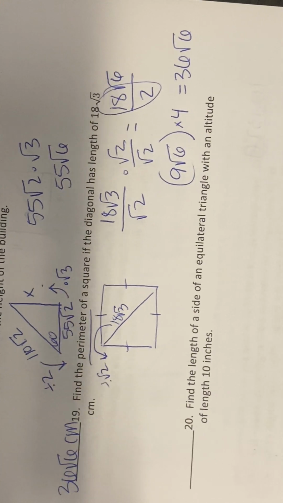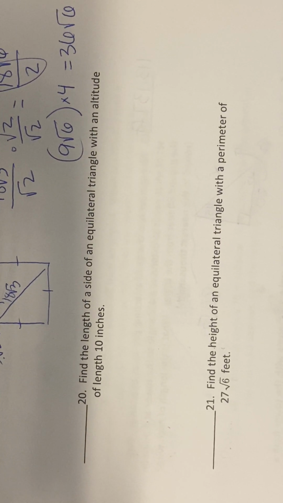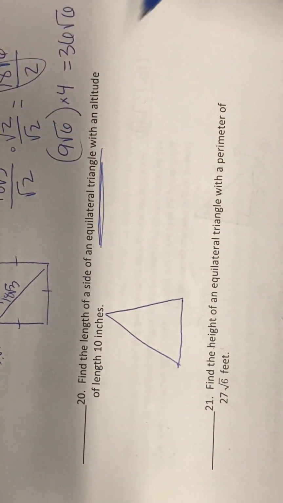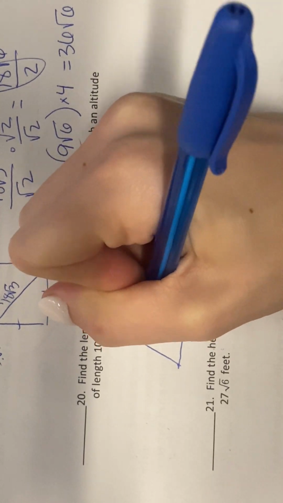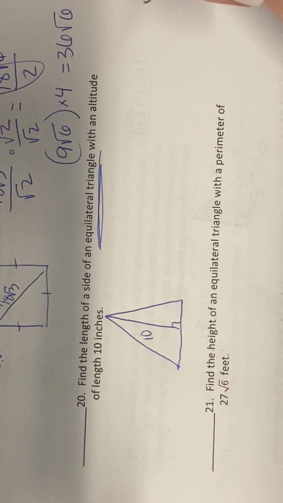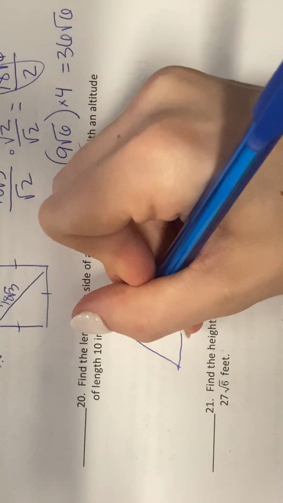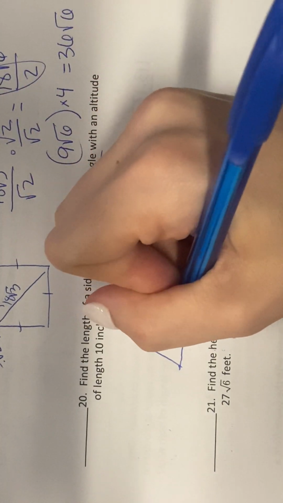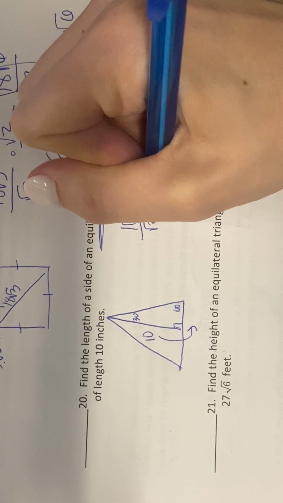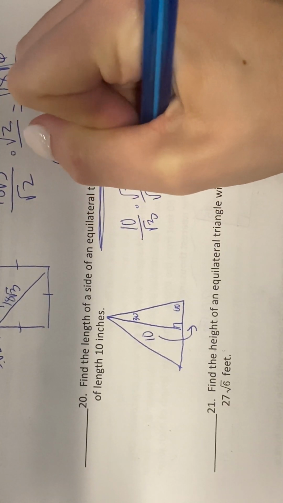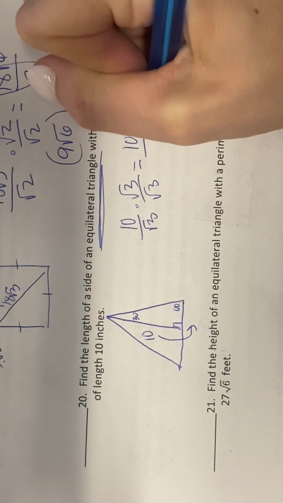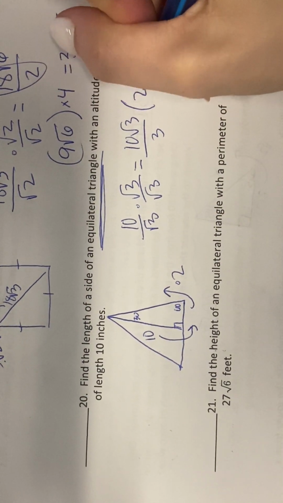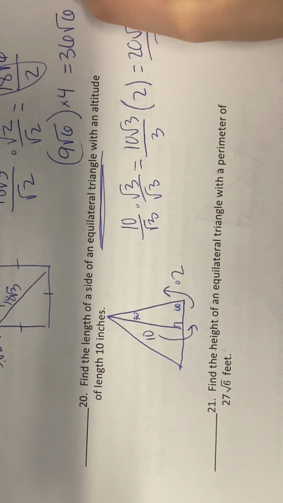Okay. Find the length of a side of an equilateral triangle with an altitude of length 10 inches. Equilateral triangle, which means 30, 60, 90. My altitude is 10. Find the length of a side of the equilateral triangle. So this is 30, this is 60. I've got to go from long side to short side. So 10 divided by root 3 times root 3 over root 3 is going to give me 10 root 3 over 3. And then I have to multiply it by 2 to go to my hypotenuse, so times 2. So we're going to get 20 root 3 over 3.